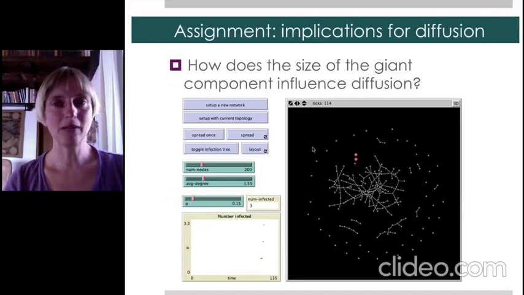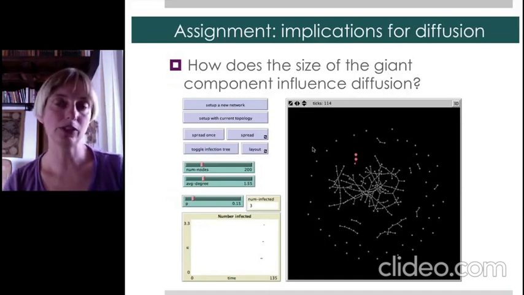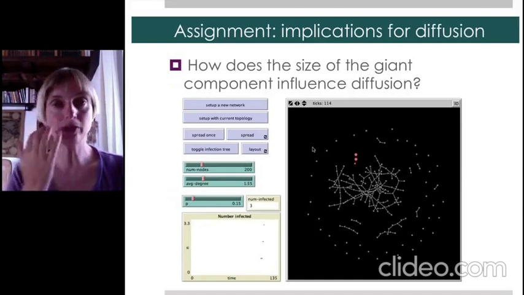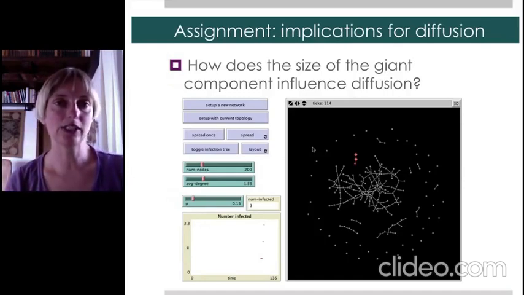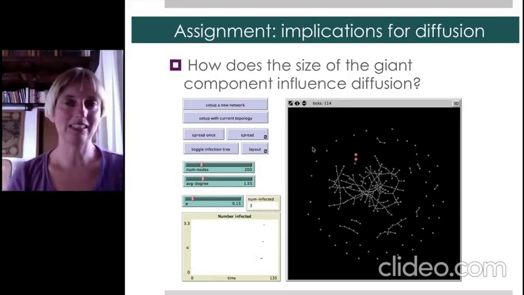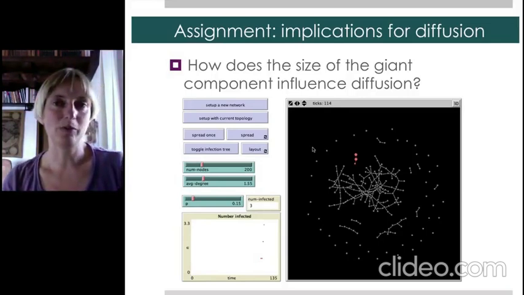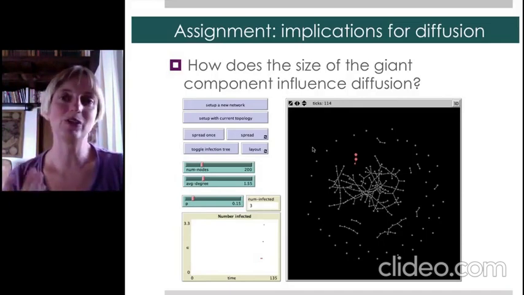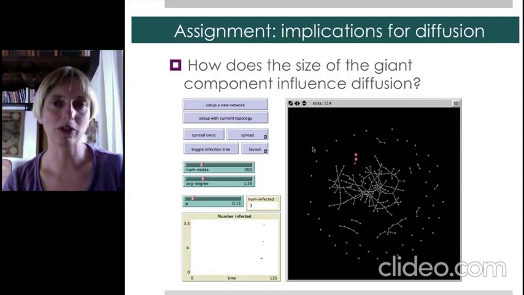Now, for the assignment this week, what you'll be doing is looking at the implications of these models for diffusion. And so even if you're mostly just listening to the lectures, I think doing this assignment will be a cinch, and it'll be interactive, in the sense that you'll be playing with these NetLogo apps. So I encourage you to do it even if you don't turn in the assignment. I think it'll be worthwhile.